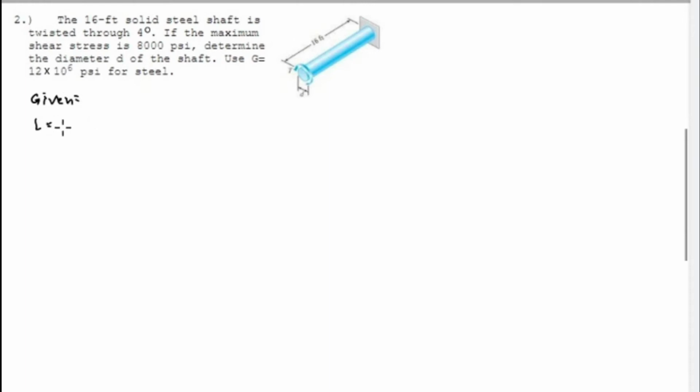The length L is 16 feet, the angle of twist is 4 degrees, the shearing stress is 8000 psi, the shear modulus is equivalent to 12 times 10 to the power 6 psi. Find the diameter of the shaft. And solution.